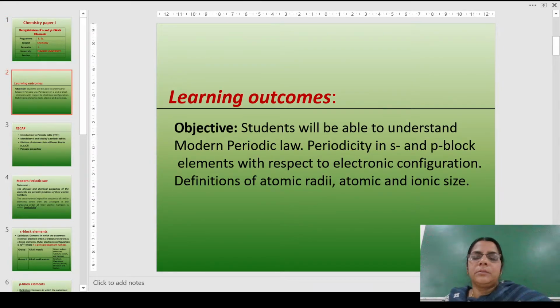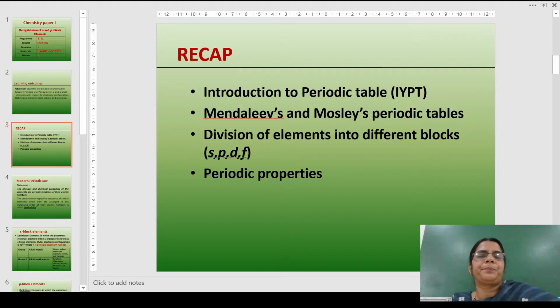After watching this video, the students will be able to understand few things like modern periodic law, periodicity in S&P block elements with respect to their electronic configuration, and we'll also learn definitions of few important periodic properties like atomic radii, atomic and ionic sizes.